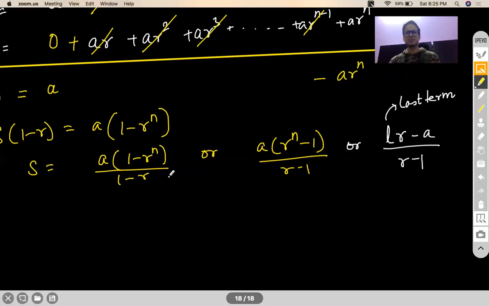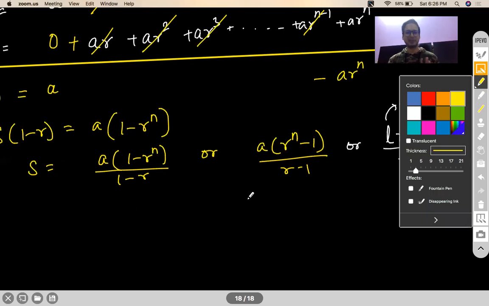Now there is some misconception in the schools or with the children that this formula is to be used when mod r is less than 1, and this formula is to be used when mod r is greater than 1. There's nothing like that. See, both are the same formula. It's just that you are taking a minus common from the numerator and denominator and cancelling it off. So it's a wrong notion. Please do not fall for those myths and misconceptions. Both the formulas are exactly the same.